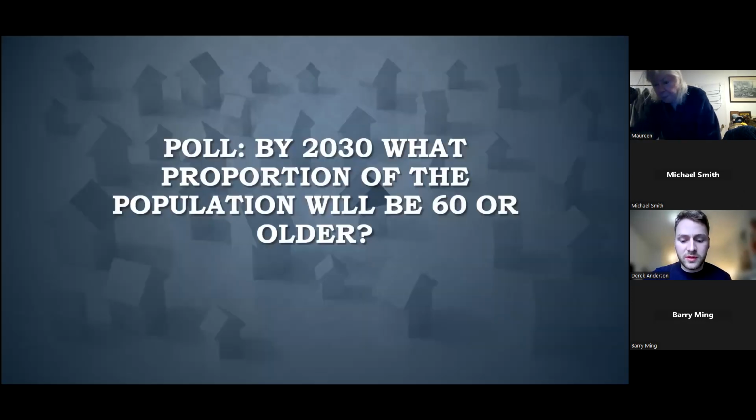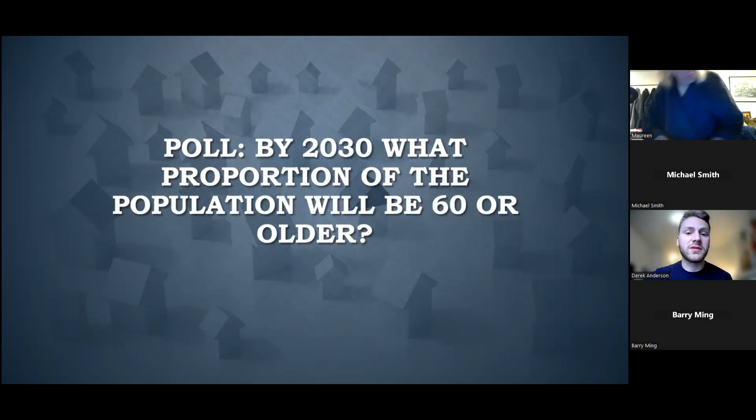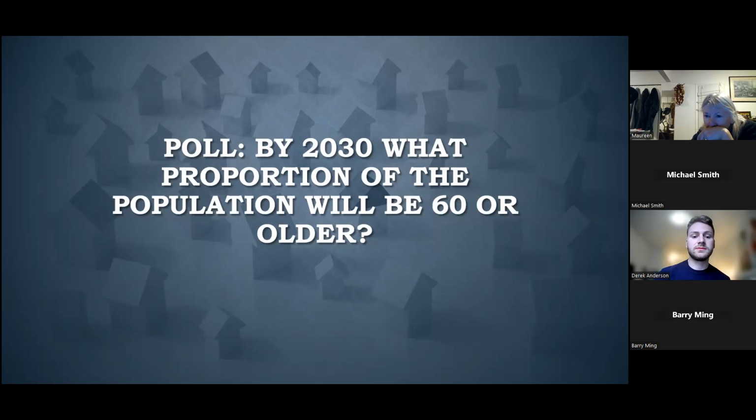Okay, so let's start off with a poll. The question is, by 2030, what proportion of the population will be age 60 or older? You can see we have a few options: 1 in 10, 1 in 8, 1 in 6, or 1 in 4. Please feel free to lock in your answers and participate. Looks like we've got some good responses coming in. I'll give us about 10 more seconds, then I'll close the poll and show you all the results. Closing in 3, 2, 1.